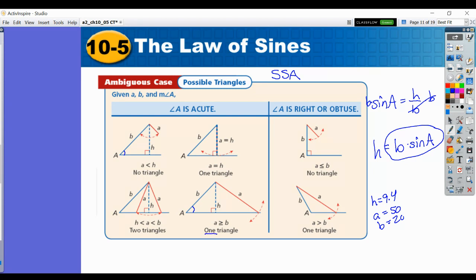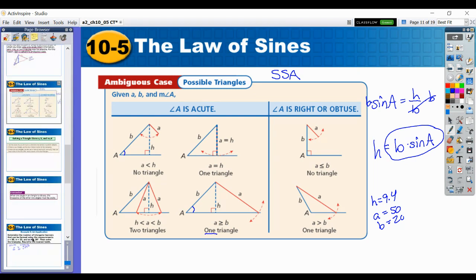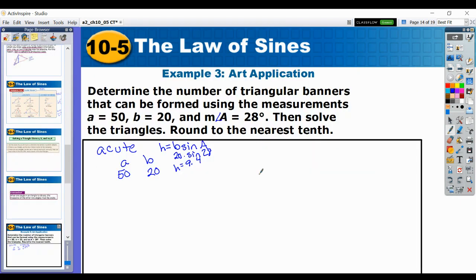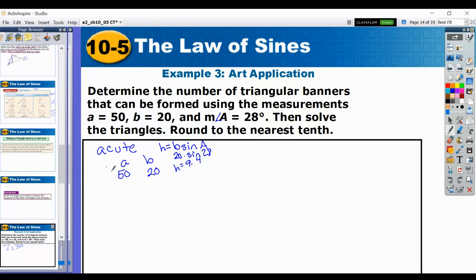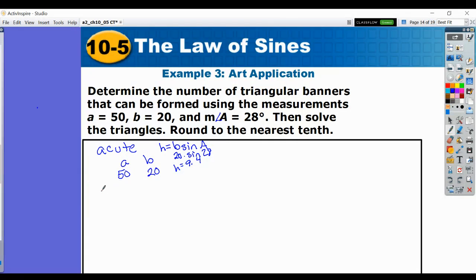So we only have one triangle. That's the good news. We only have to solve for one of them. So what I would do right up here is A is greater than B. My pen is not writing, so let's try that again. A is greater than B, so there's only one triangle.